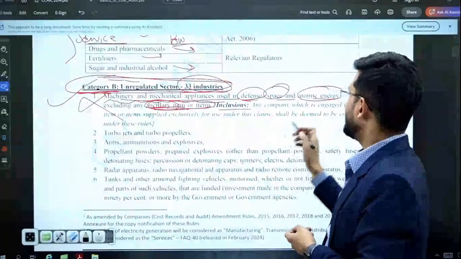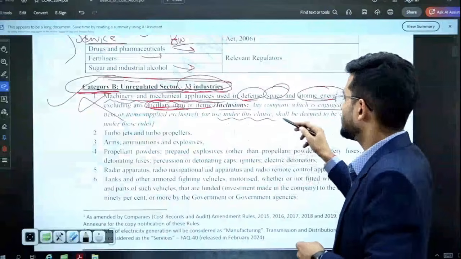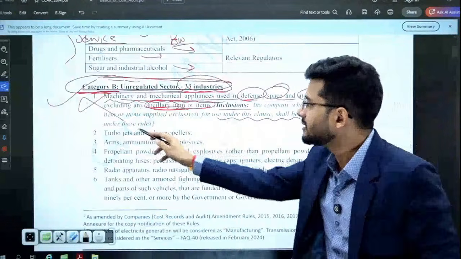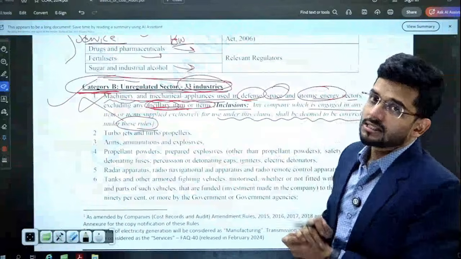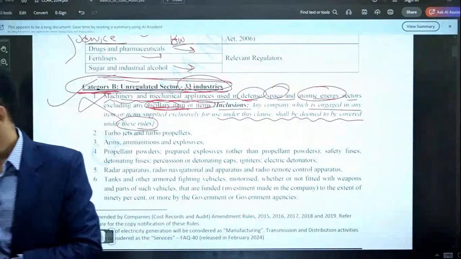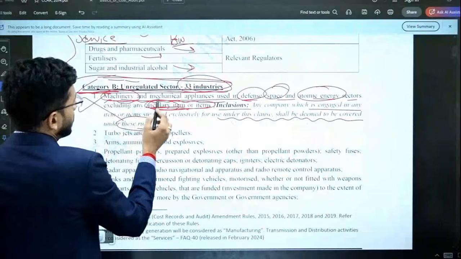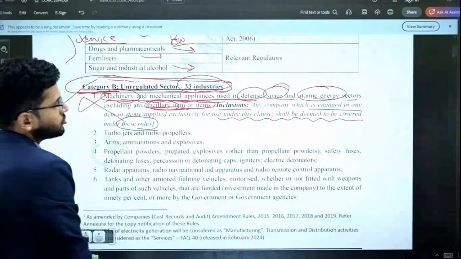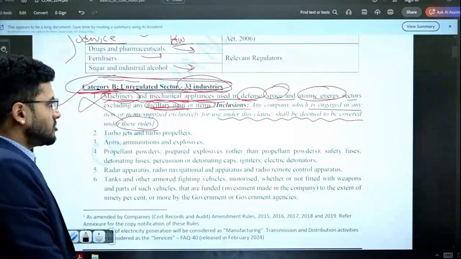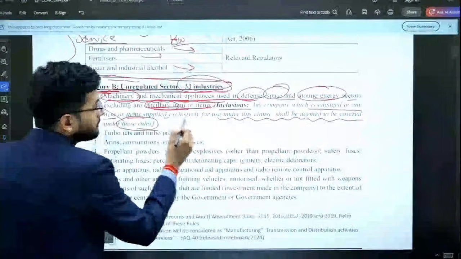Very important inclusions: any company which is engaged in any item or items supplied exclusively for use under this clause shall be deemed to be covered under these rules. Now this is an important inclusion which has been included in the rules, which says that if there is any company, machine, mechanical appliances used for defense, space, atomic energy, if there is any company which is engaged in any item or items supplied exclusively for use under this clause.